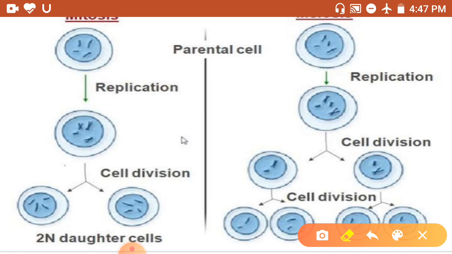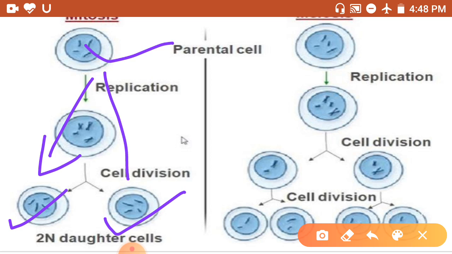You can see here there are 4 chromosomes. When the daughter cells are made, they also have 4 chromosomes. This means the chromosome number does not change, and the mother cell always divides into 2 cells. This is mitosis. What happens in meiosis?